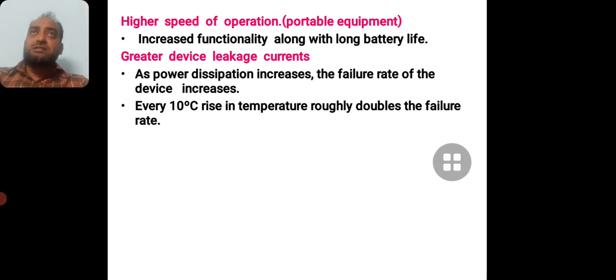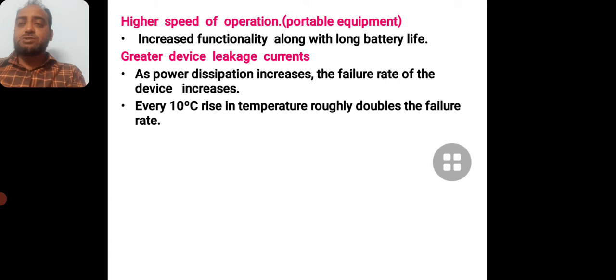The low power design requirements are rising because of the following reasons. First one is high speed of operation. All the ICs that we design, we aim to have very high speed of operation. When very high speed of operation is required, you need a very high clock rate. If the clock rate is high, the switching activity of the device will increase, and hence the power dissipation also increases. So we need a long battery life.